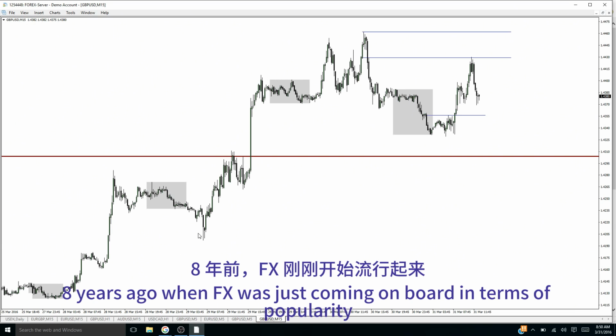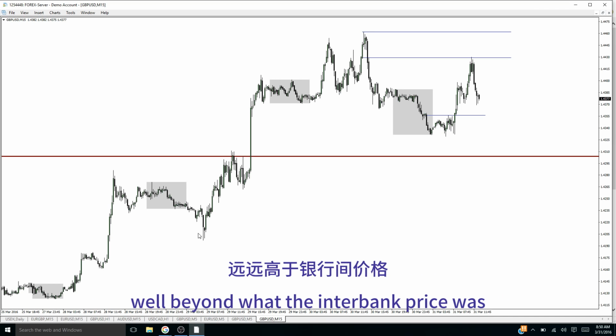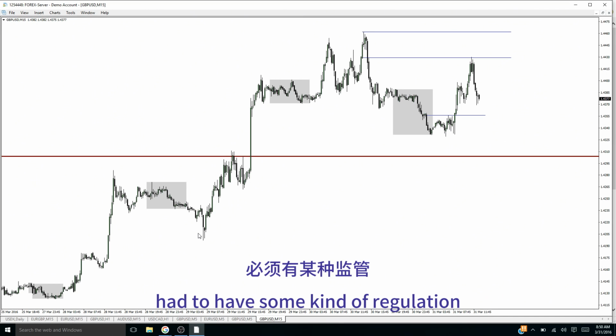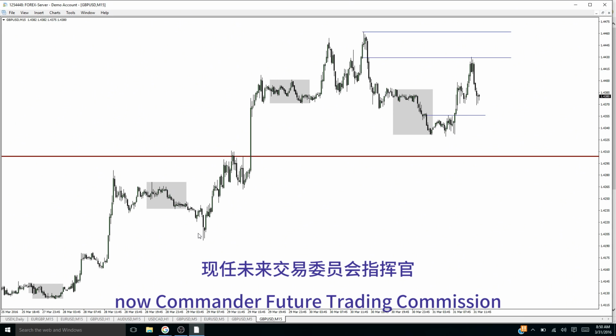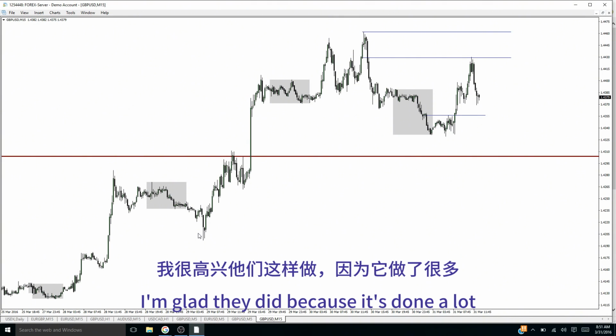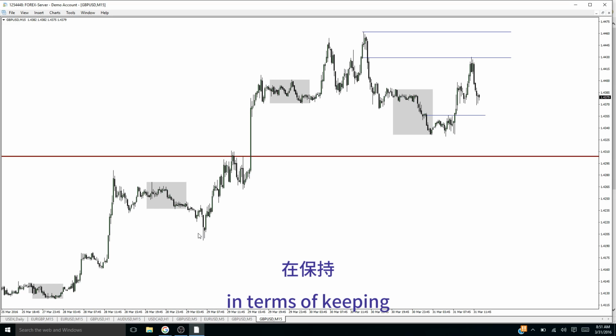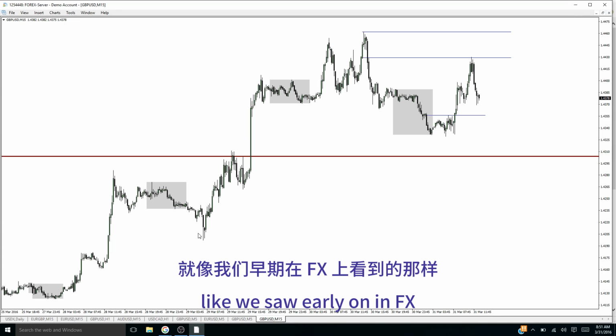Now, years ago when FX was just coming on board in terms of popularity, we had bucket shops, and the highs and lows would be whipped well beyond what the interbank price was, and it had to have some kind of regulation. In the States, we now have the CFTC, the Commodity Futures Trading Commission. They got their hands in it, and while I wasn't really excited about them being a part of that, when they started enforcing, I'm glad they did, because it's done a lot in keeping brokerage firms from doing some really ridiculous things like we saw early on in FX.